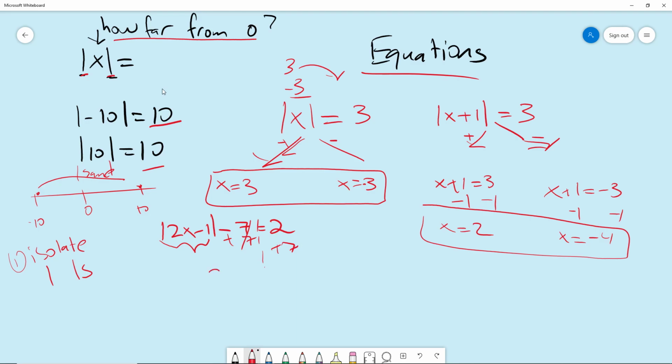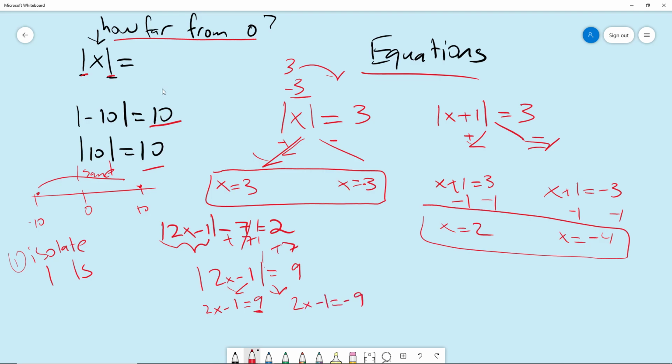If you're watching this video, ideally that's not too big of a deal for you. Then I still have this in absolute value bars. I add those up and get a 9. And once they're by themselves, now I can make two equations. 2x minus 1 equals 9. Positive equation. And then 2x minus 1 equals negative 9.